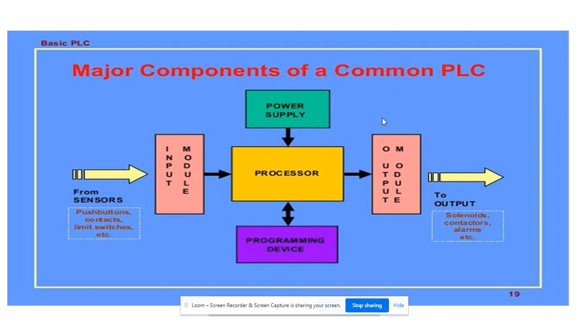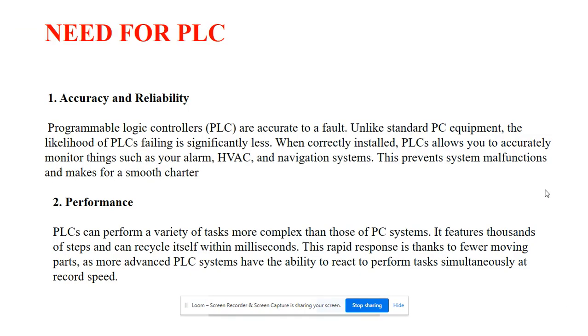There is the input module there on your left-hand side. It represents all the ways or all the ports that allow you to input your signals. And then there is the output module there. So that is the diagram. Then we go to the need for PLC. Why do we need PLC in our industrial setup?